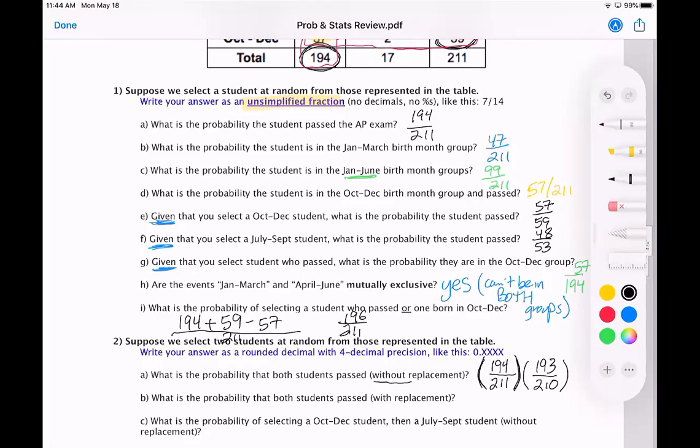So the answer I get rounded to four decimal places, like you were asked to do right there, the answer I would get is, I'll write it over on the left. Ooh, but not with that type of writing utensil. 0.8450 would be the probability that both of them pass the exam without replacement.